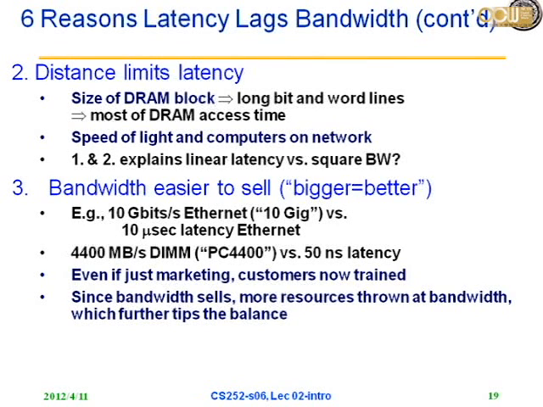So even if just marketing, customers now trend not very well trained. We're still trained by only the buzzword clock rate. We don't understand much other than the clock rate. And since bandwidth sells, more resource is thrown at bandwidth, which further tips the balance, makes it more unbalanced.